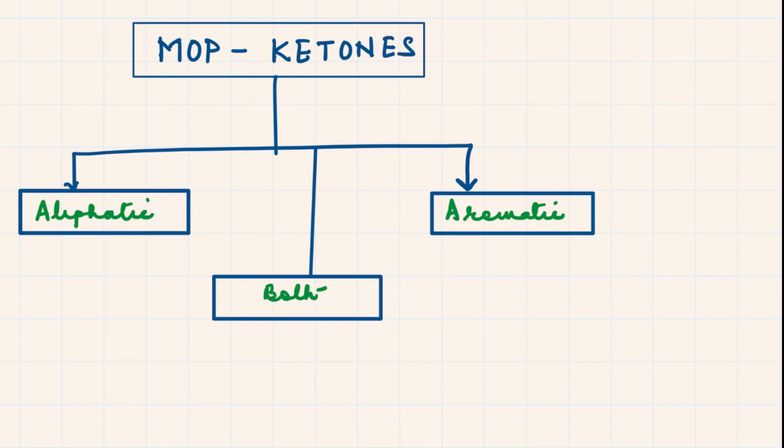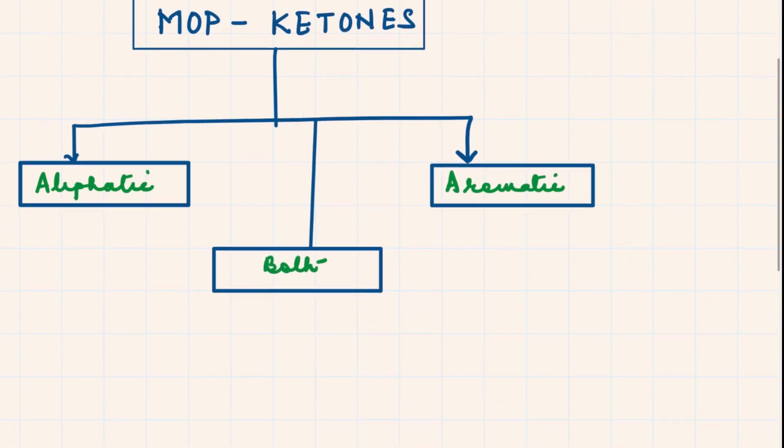I will not be explaining in detail the common methods which are applicable for aldehyde and ketones both. So again, like in aldehyde, I will divide the methods of preparation into three: methods applicable only for aliphatic, methods applicable only for aromatic, and those common for both. So let's get started with the aliphatic ones.